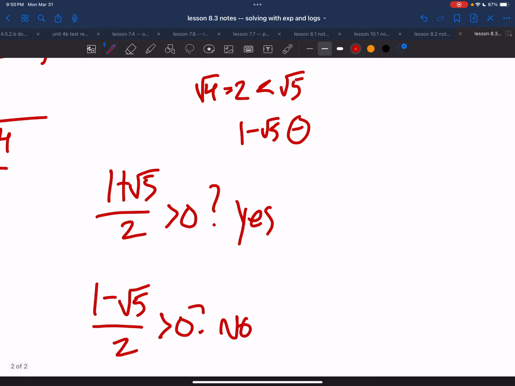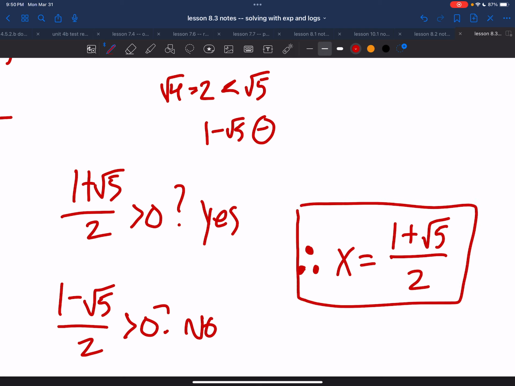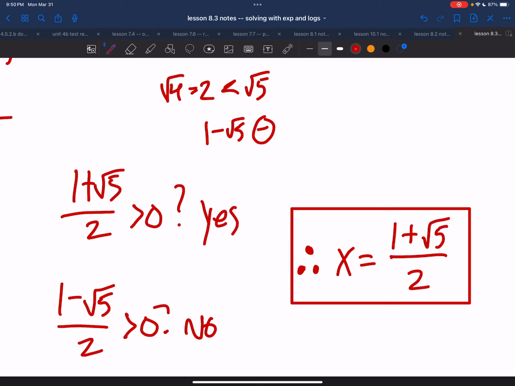Turns out the minus is not part of the solution. Therefore, x is 1 plus root 5 over 2. One answer, not 2. It is not plus or minus. The minus is not part of it. 1 plus root 5 over 2. Ooh, that's a good one.